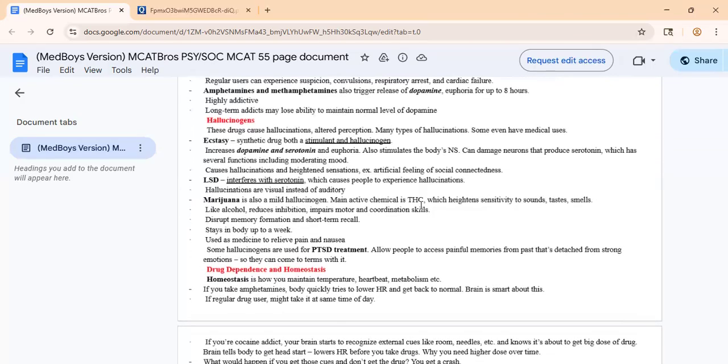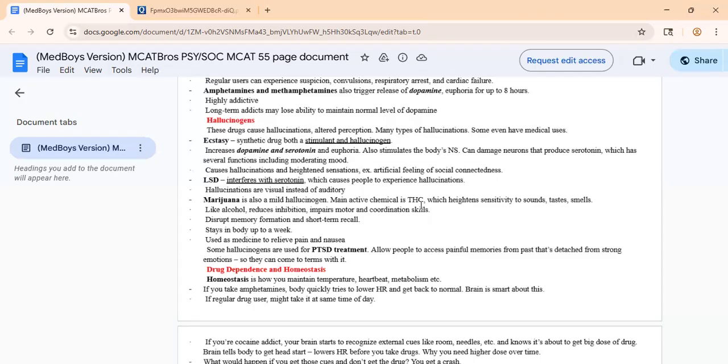Hallucination, these drugs will alter our perception. So the patient will hallucinate, will see things, will say things, will feel things that may not be there. Ecstasy is one, LSD is one, and marijuana. Typically, these will increase, especially for ecstasy, dopamine and serotonin, and LSD will interfere with serotonin. And marijuana, one thing that you have to know is the main chemical is actually THC.